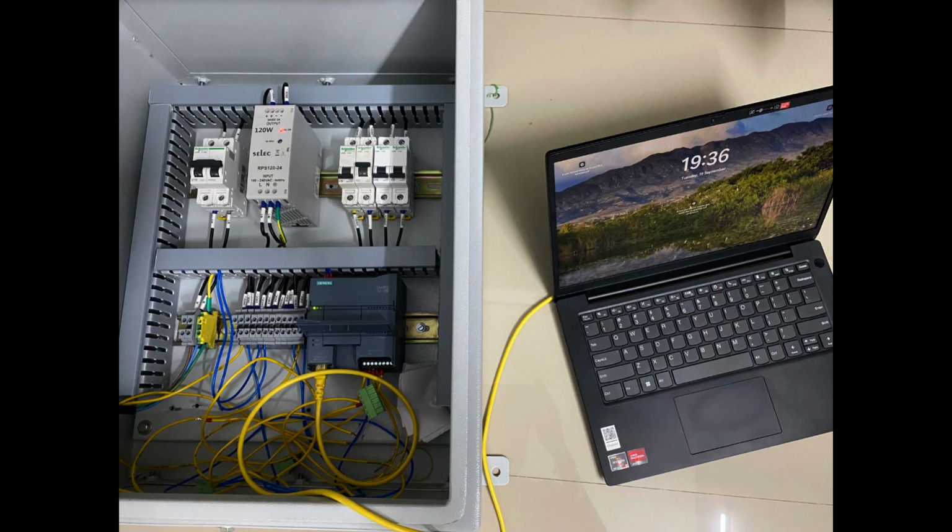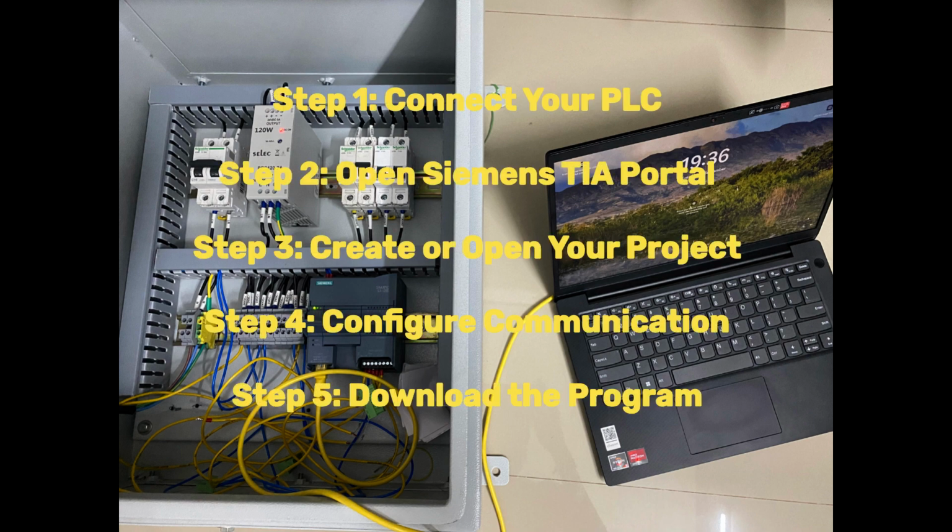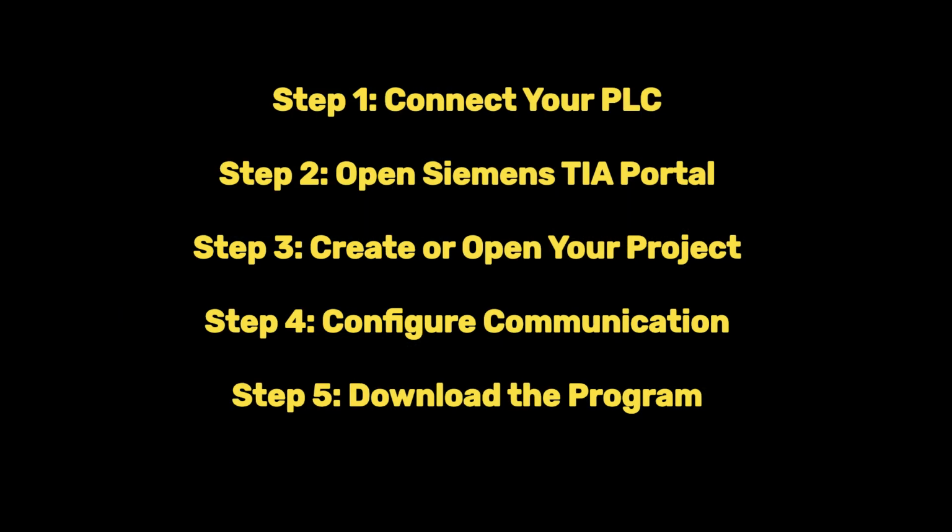But first, here are the prerequisites for this tutorial. You'll need an S7-1200 PLC, a computer with Siemens TIA Portal software installed, and an Ethernet communication cable. Let's get started with the steps to download a program to your S7-1200 PLC.